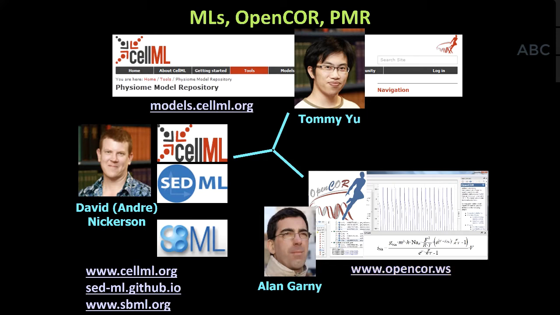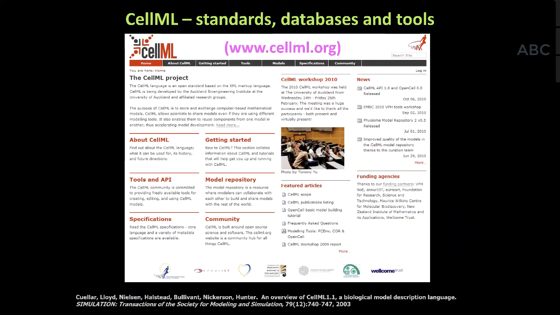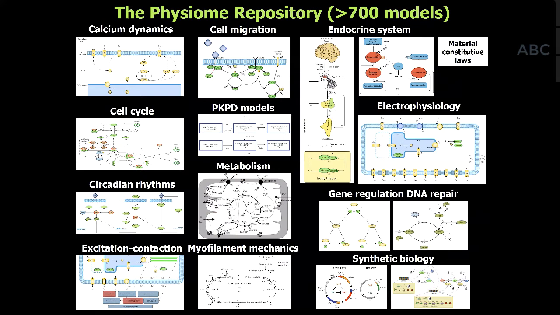And I'll be illustrating some of the models I'll talk about with OpenCOR. So first of all, CellML, which is about standards, the databases, as I've mentioned, and the tools. CellML.org is the website, so there's a lot of background information. The project's been going for quite a long time now. There's about 700 published models on the repository. There's about 1,000 models total, but a number are under development, so are in workspaces that aren't yet published. And these cover all aspects of biology involving lumped parameter or ODE or algebraic models.